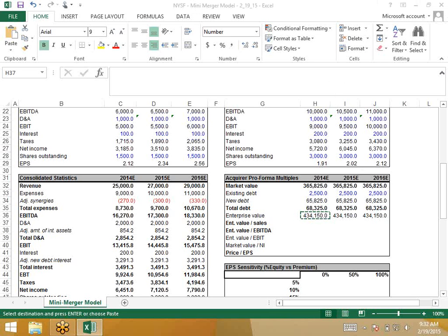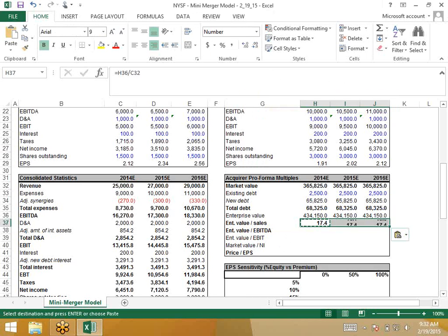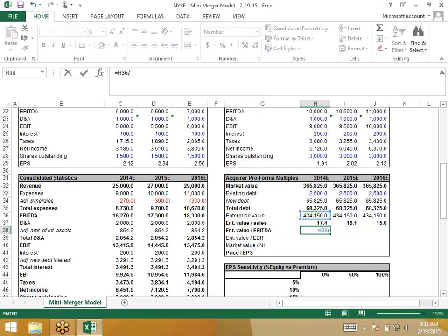Okay, so now we divide by the company's underlying statistics to get to the appropriate multiple. Enterprise value per sales is the enterprise value divided by the target company's revenue, or sorry, the pro forma company's revenue, 17.4. The enterprise value to EBITDA is the enterprise value divided by the EBITDA. This should be pretty straightforward. Enterprise value to EBIT, enterprise value divided by EBIT.